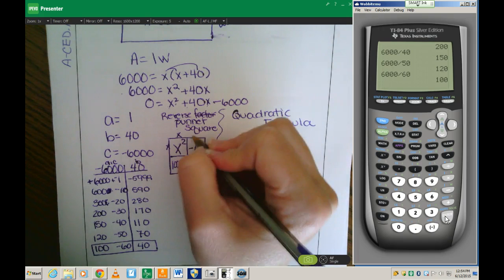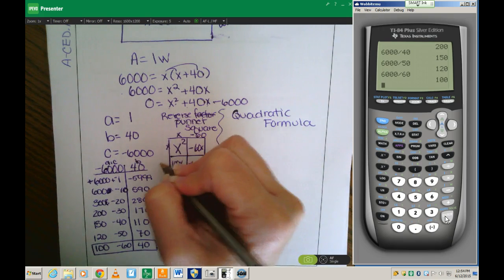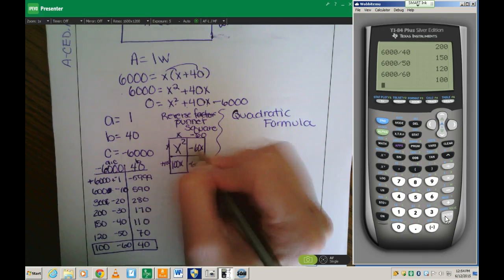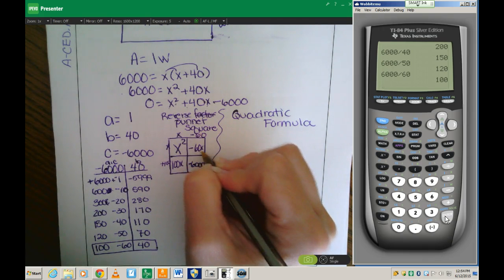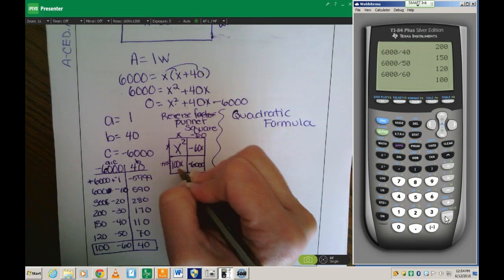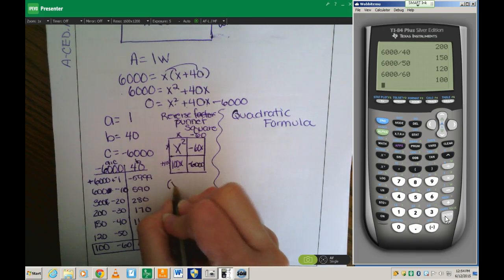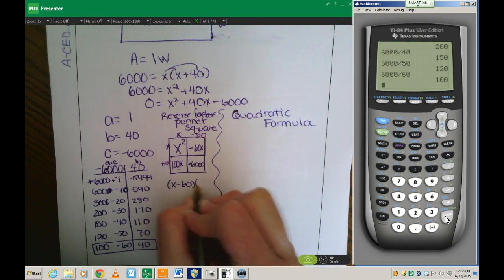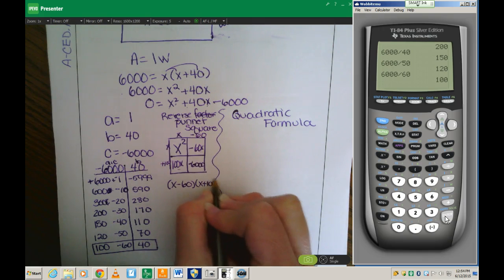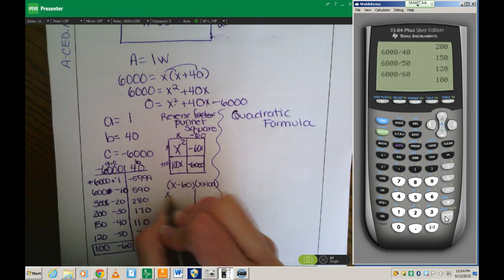So that means that this is going to be x minus 60, x plus 100, because x times what number will give you negative 60x, x times what number will give you 100x. So now I have x minus 60 times x plus 100. Set each one equal to 0.